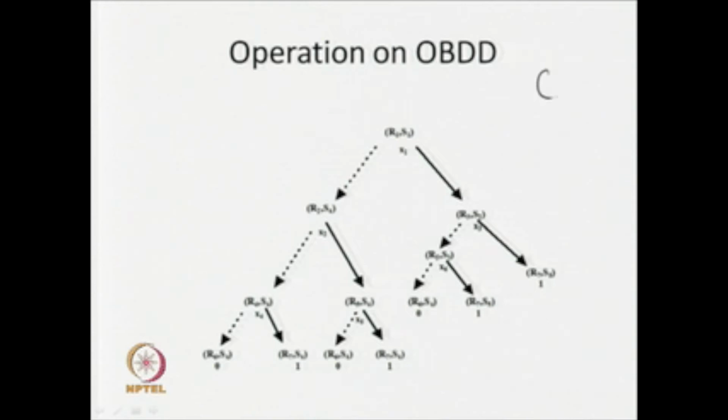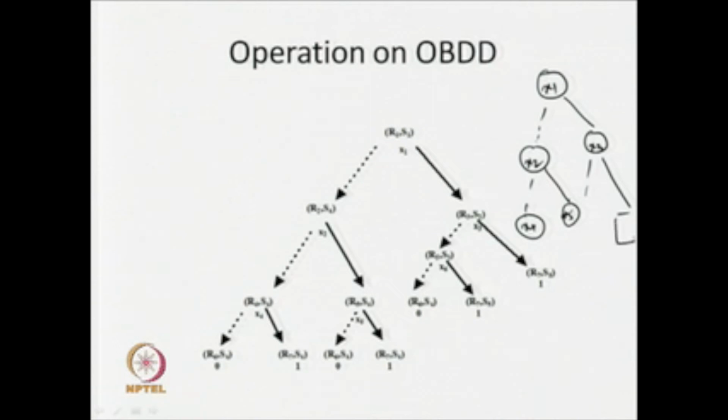Say this is your x 1, this is the dashed line, this is the solid line. In the dashed line I am getting x 2, in the solid line I am getting x 3. Now in this dashed line I am getting your x 4, and in this solid line I am getting this particular x 5. Like that I am getting the dashed line and the solid line. So this solid line will come to 1. Like that I can construct the BDD.